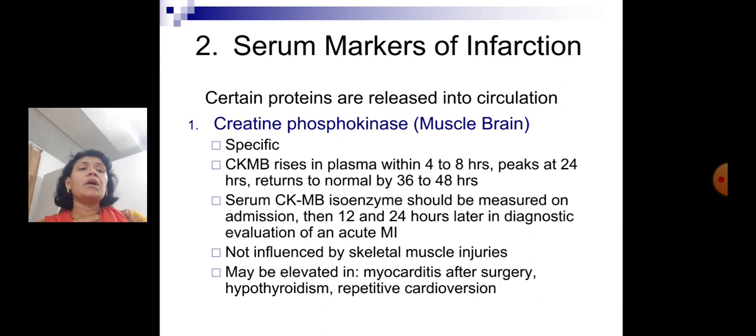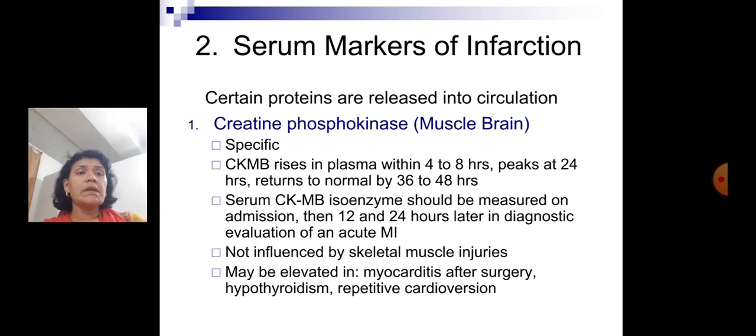Coming to serum markers of infarction, that is cardiac biomarkers. Certain proteins are released into circulation when there is necrosis. So first is creatine phosphokinase, that is CPK. It can also be seen in muscle and brain diseases. So it is not very specific, but the MB portion is much more specific for heart diseases.